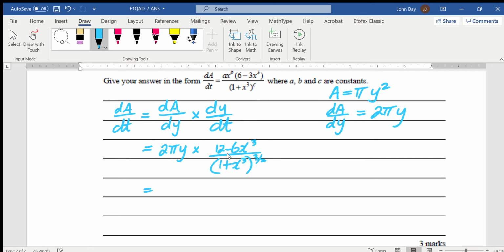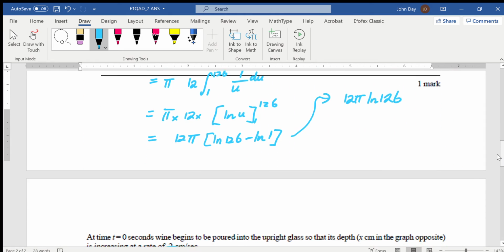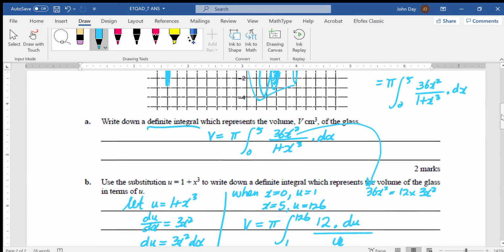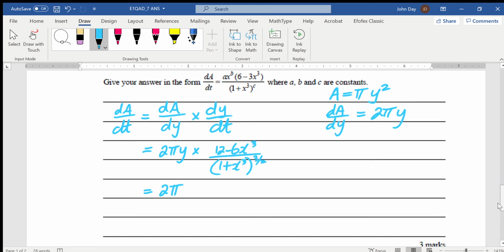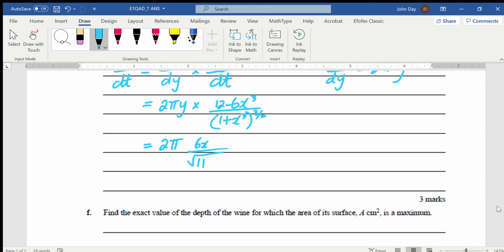Now, we can make it all be in terms of x. I just need to replace y with the original function. It tells us what y is. Right at the beginning, y is 6x on root 1 plus x cubed. So it's that times (12 minus 6x cubed) on, and this is to the power of 3 on 2. So it's actually (1 plus x cubed) times root (1 plus x cubed). That will give you the 3 on 2, but I've written it like that so you can see that I can put those together.